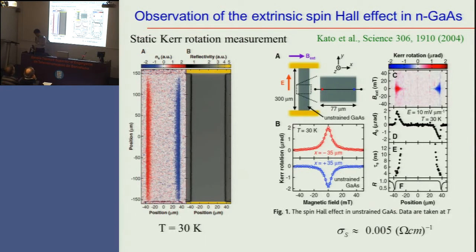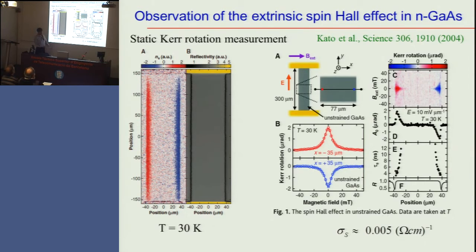Let me show the observation of the extrinsic spin-Hall effect at the beginning, using gallium arsenide. It's n-type gallium arsenide, which has strong spin-orbit interactions, depending on the condition, unstrained gallium arsenide. The idea is simple. If you flow a current from here to there, spin up electrons deviate and accumulate on this side, and spin down accumulate on that side.